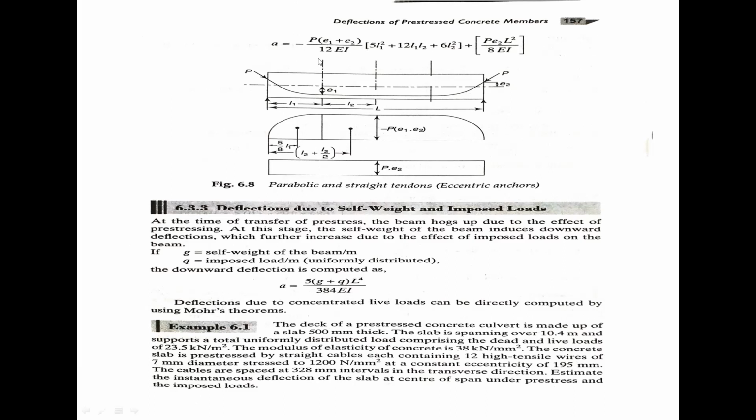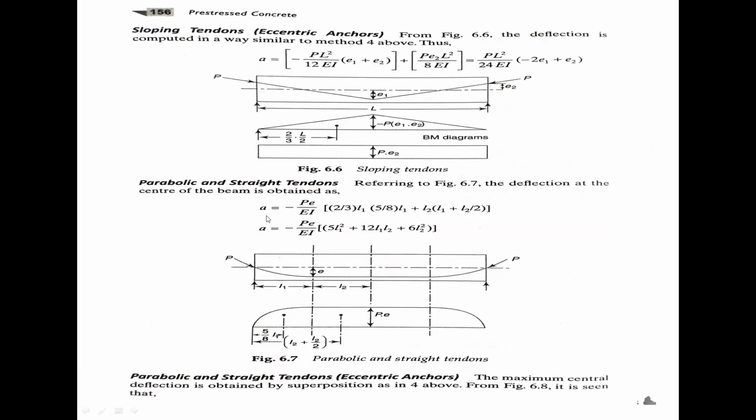Small a equal to minus P into E1 plus E2 divided by 12 EI into 5 L1 square plus 12 L1 L2 plus 6 L2 square plus P2 L square by 8 EI. This is the downward bending moment. This is the upward bending moment diagram. For the upward bending moment diagram we take the lengths, parabolic and straight. Finally, the parabolic and straight tendon profile. This is the equation.